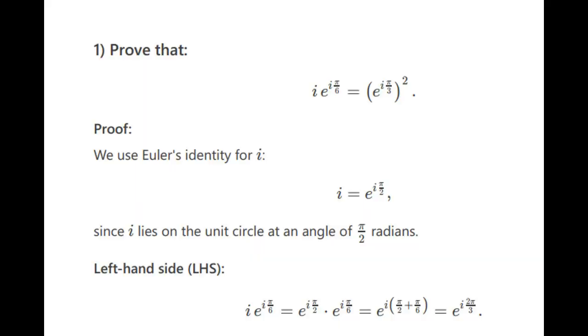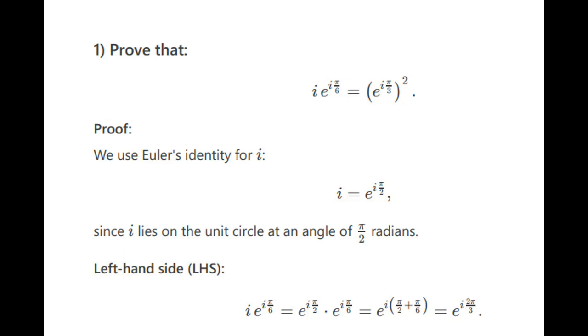Part 1, show the identity. We want to show that i times e to the i pi over 6 equals (e to the i pi over 3) squared. First, remember Euler's formula: e to the i theta equals cosine theta plus i times sine theta. Also, recall that the imaginary unit i can be written as e to the i pi over 2, because it lies on the unit circle at an angle of pi over 2 radians.